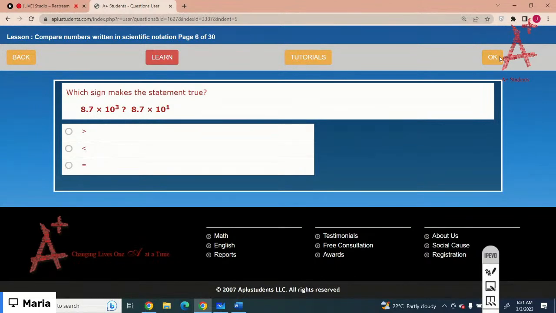8.7 times 10 exponent 3 and 8.7 times 10 exponent 1. So which sign makes the statement true? 8.7 times 10 exponent 3 is greater than 8.7 times 10 exponent 1. Got it? Just compare their exponents. So 3 is greater than 1. That means the one with the exponent 3 is greater than the other one. So it would be greater.